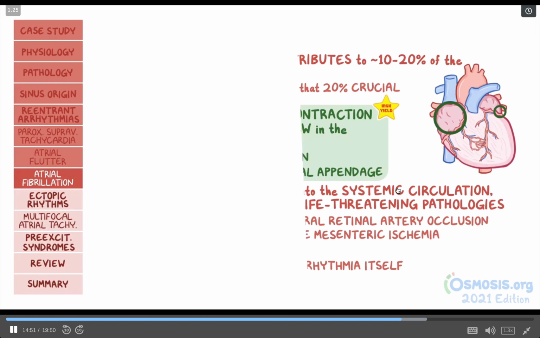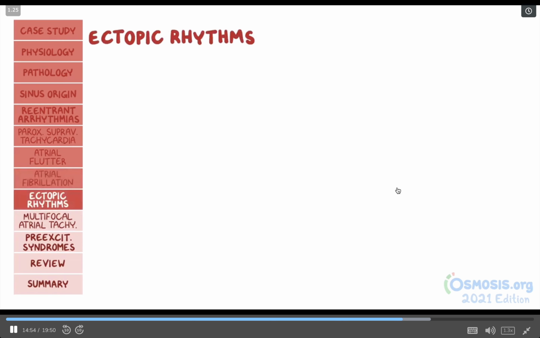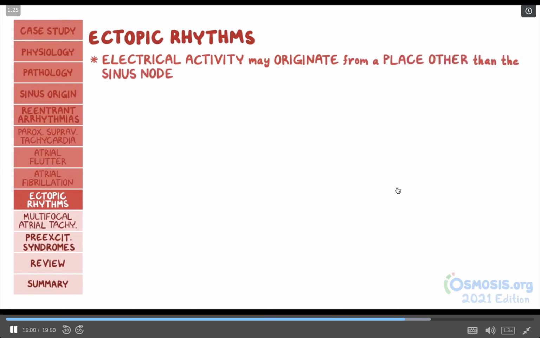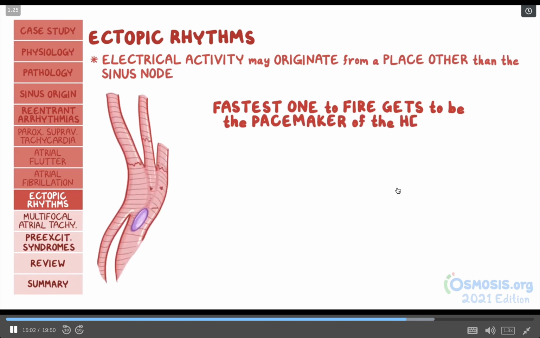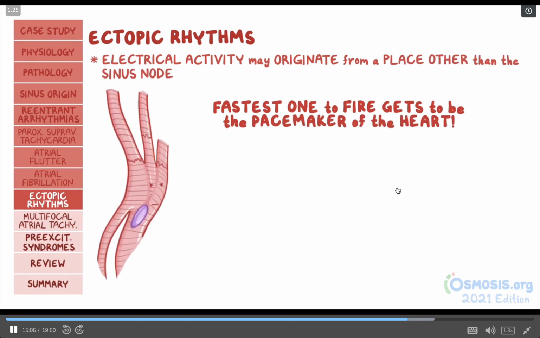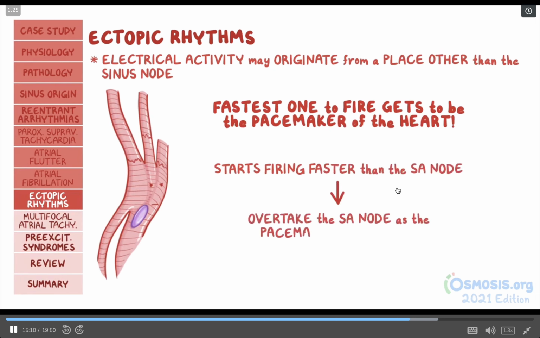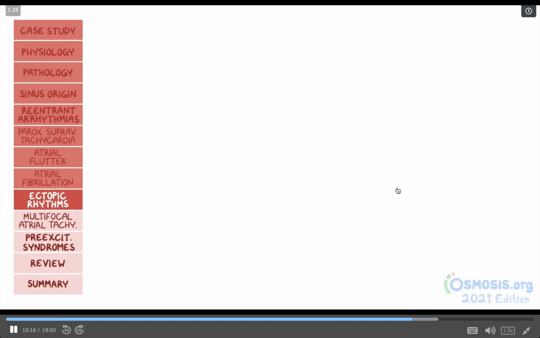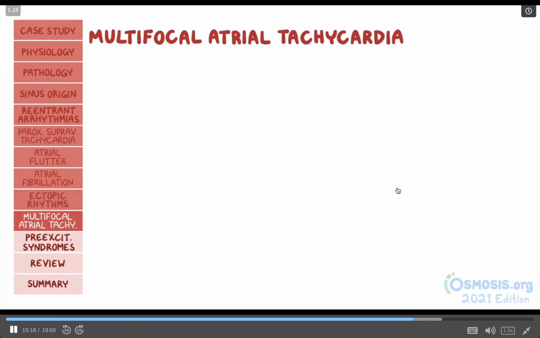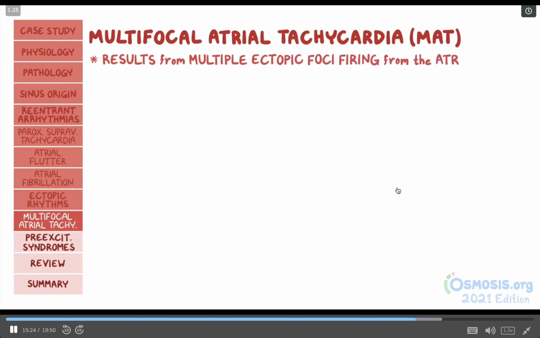A third type of supraventricular arrhythmia is ectopic rhythms, in which electrical activity may originate from a place other than the sinus node. Basically, fastest one to fire gets to be the pacemaker of the heart. If any myocardial cell gets a bit ambitious and starts firing faster than the SA node, then it can overtake the SA node as the pacemaker of the heart. A type of supraventricular arrhythmia with ectopic origin is multifocal atrial tachycardia, or MAT, which usually results from multiple ectopic foci firing from the atrium.